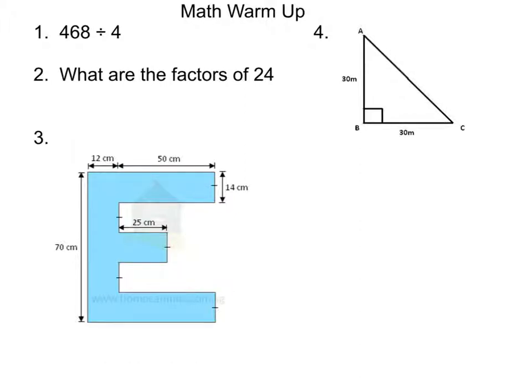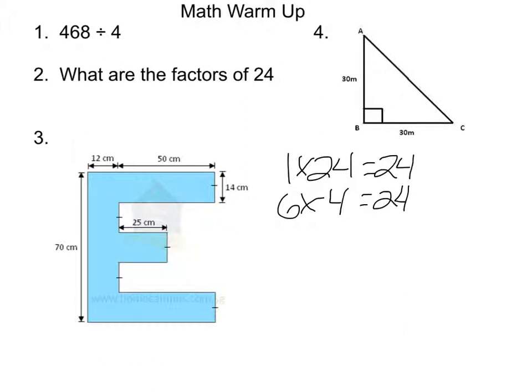Now, number 2. What are the factors of 24? So we had to remember our definition here of a factor. Factor facts. So what facts go together multiplied to get us 24? Well, we always know that 1 times 24, that identity property we've discussed. 6 times 4 is a fact. Math fact, math fact. Got to think through the rest of it. 3 times 8. 12 times 2.